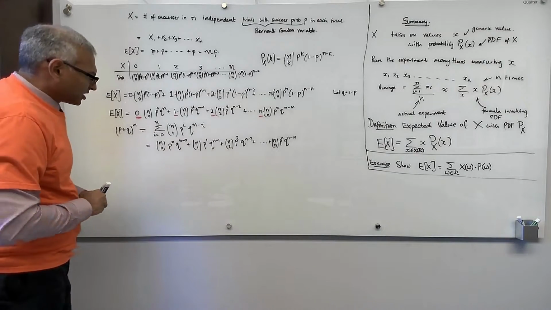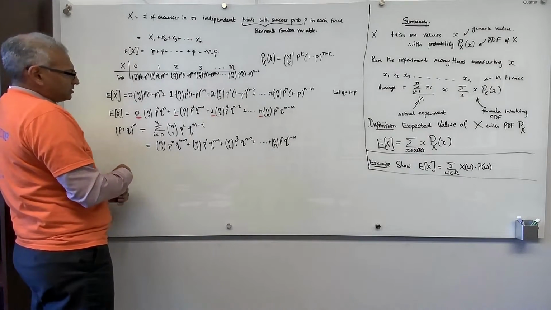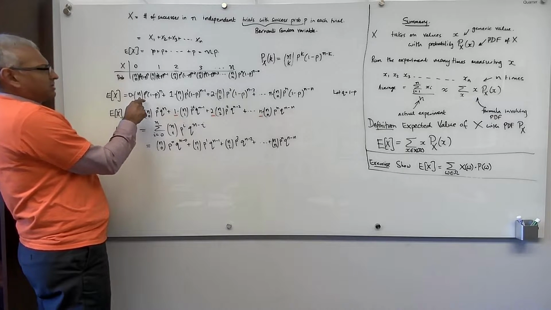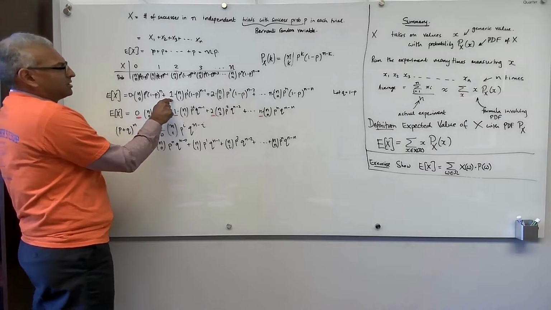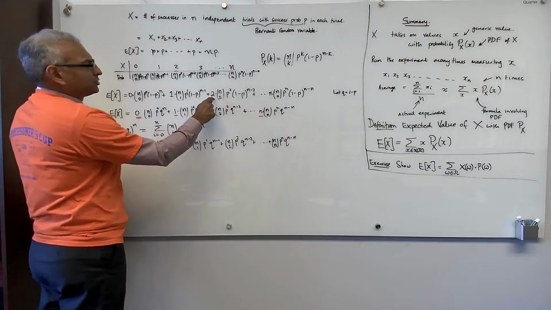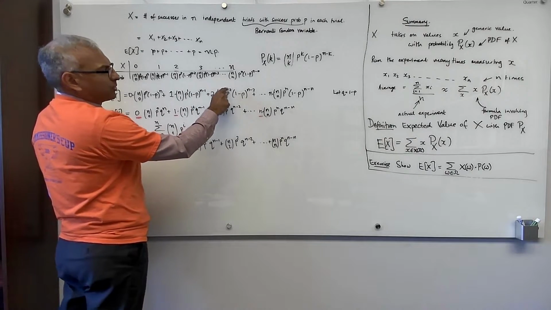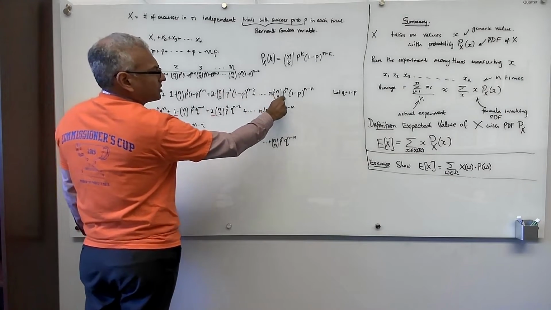Now here's a trick. Whenever you see the numbers 0 associated with some variable to the 0, 1 associated with a variable to the 1, 2 associated with a variable squared, n associated with a variable to the n.